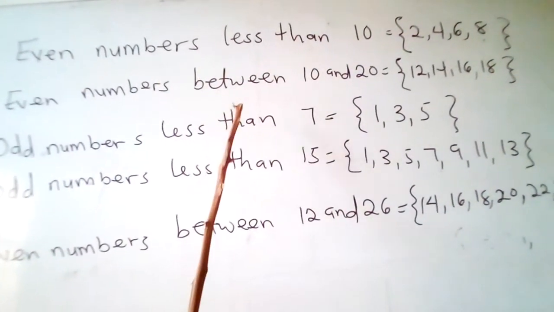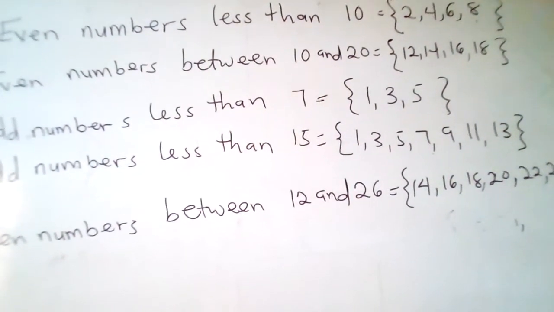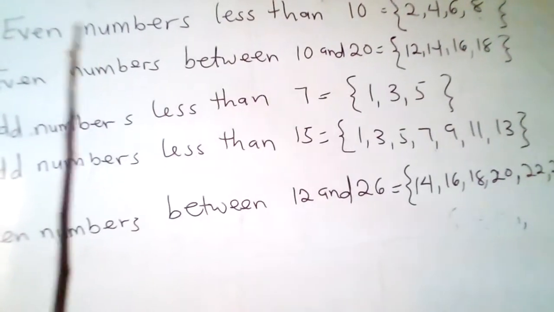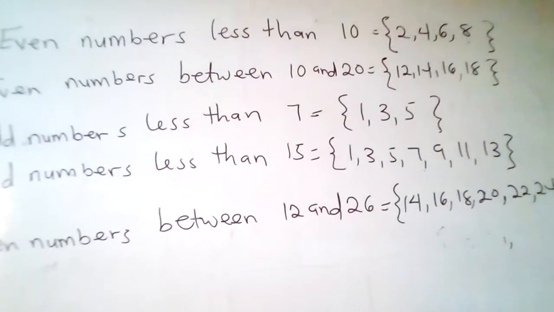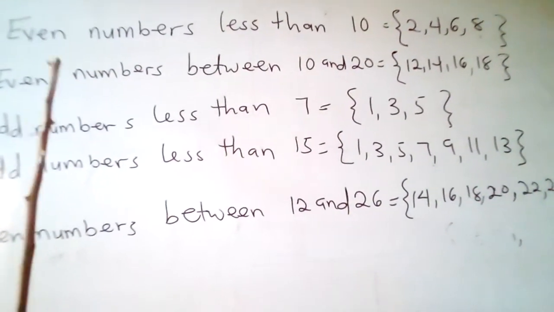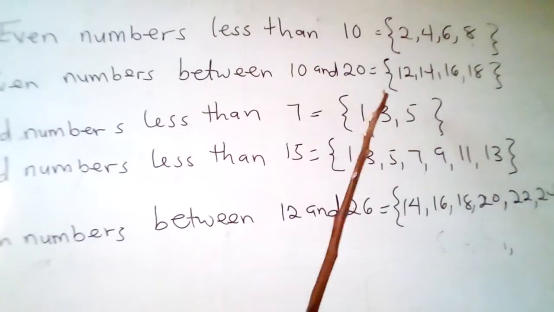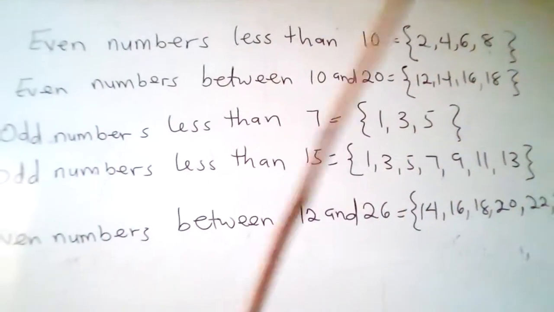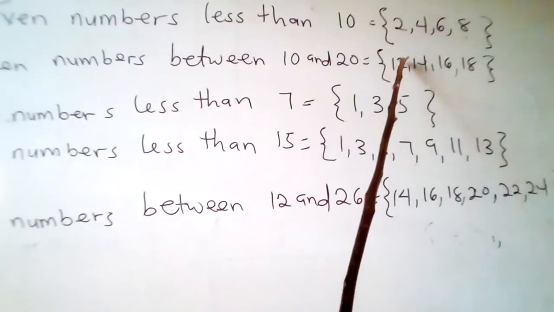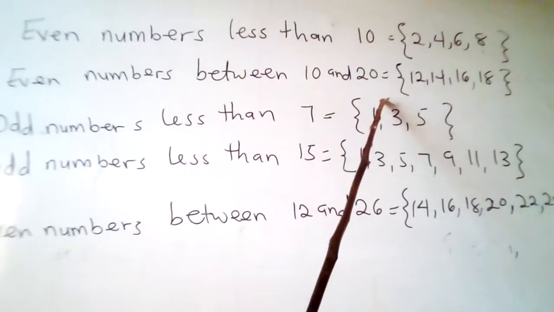So number 2 says what? Even numbers between 10 and 20. So when we say between 10 and 20, the moment you hear between, the numbers mentioned will not be part of the answers. So you start from the next even number, which is 12, 14, 16, 18, and you stop, because we are looking for numbers that are between 10 and 20.